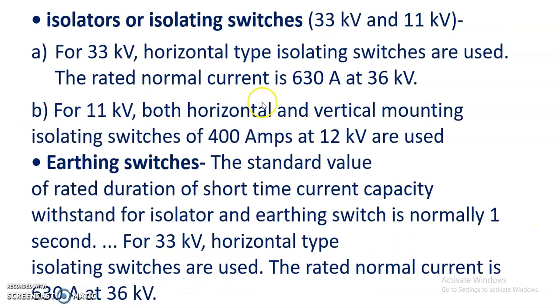The next equipment is the isolator or isolating switches. The isolating switches used for 33 kV are horizontal type with a rating of 630 ampere at 36 kV, and for 11 kV we are using 400 ampere, with horizontal as well as vertical mounting. Both horizontal and vertical can be used in case of 11 kV.